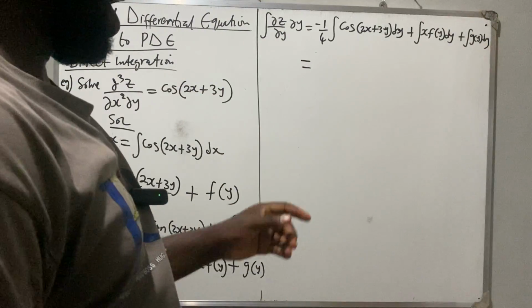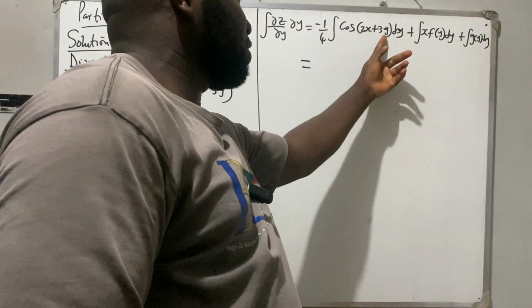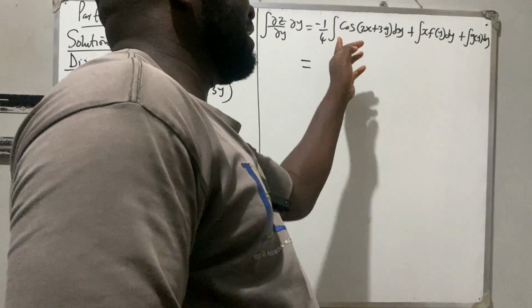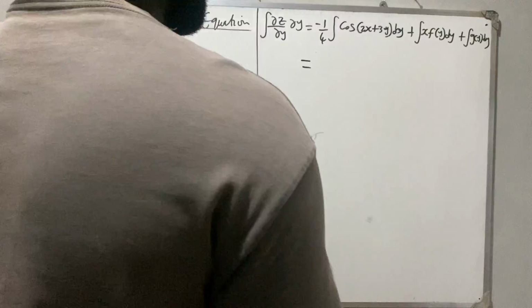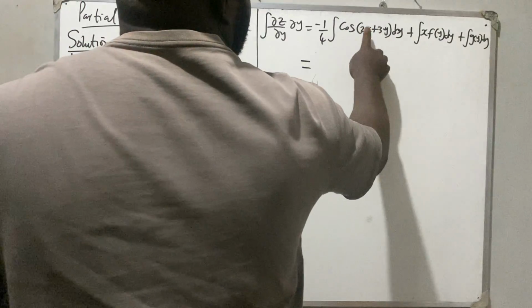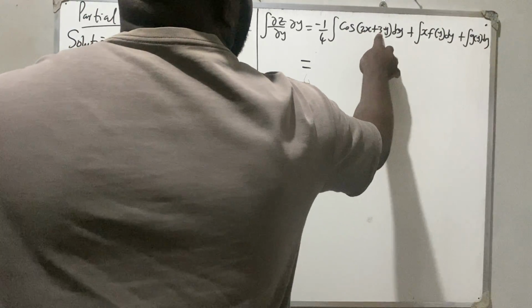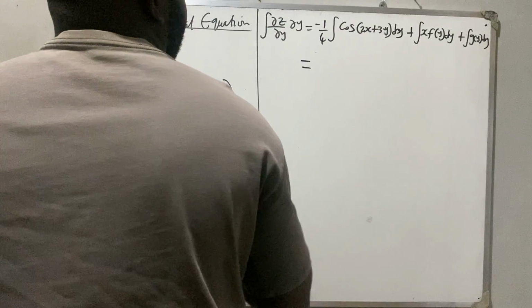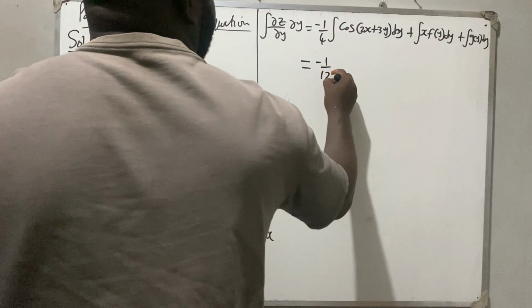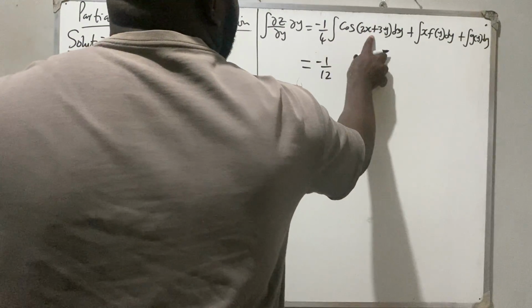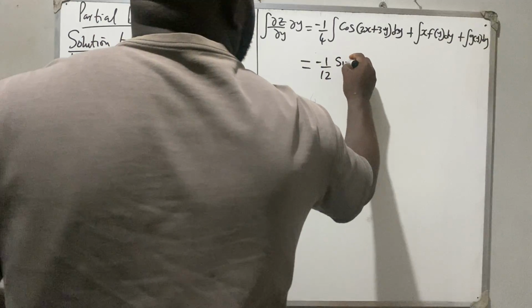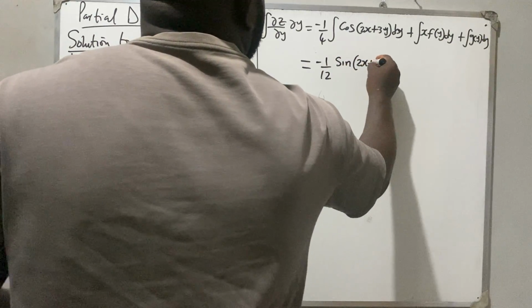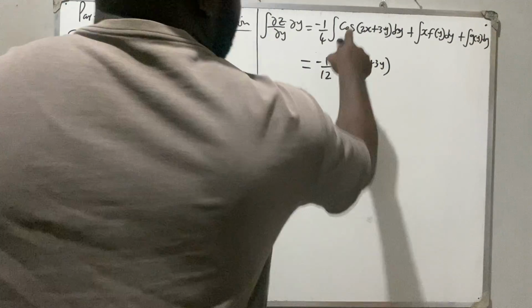Now, differentiating with respect to y, we're going to differentiate inside here with respect to y and divide the integral of everything with respect to y. So differentiating 3y is 3. Differentiation of 2x is gone, 0. So that 3 will come and divide this to have minus 1 over 12. The integration of cos something is sine of that thing, so sine(2x plus 3y). Okay? So this one is done.